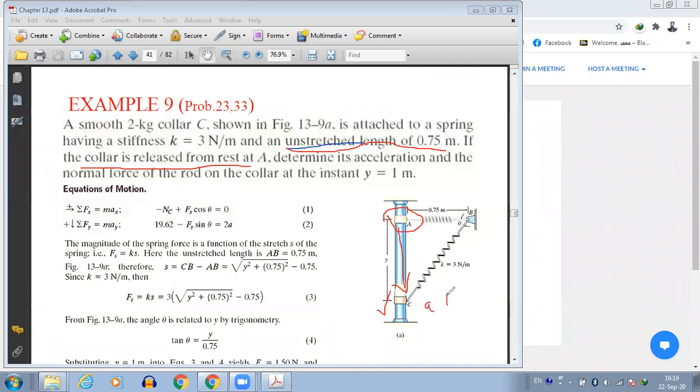and the normal force that the collar exerts. Obviously, the normal force is always perpendicular to the surface. So the force of the spring will be acting in this direction. The spring will be getting stretched, so it is going to pull the collar towards itself. But the collar is on this vertical rod, so the normal force will be horizontal, like this. So that will be the normal force. So let's see the free body diagram.